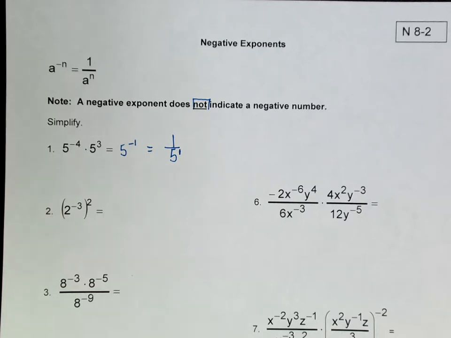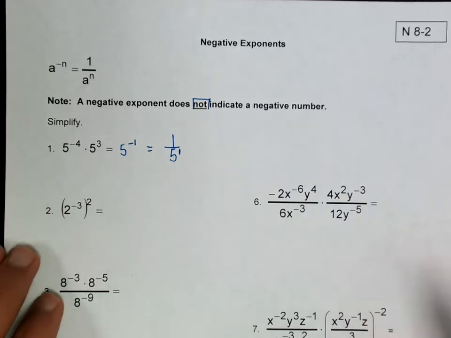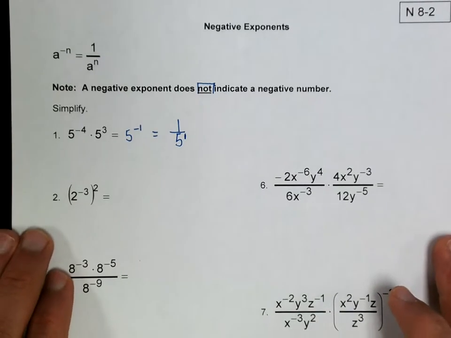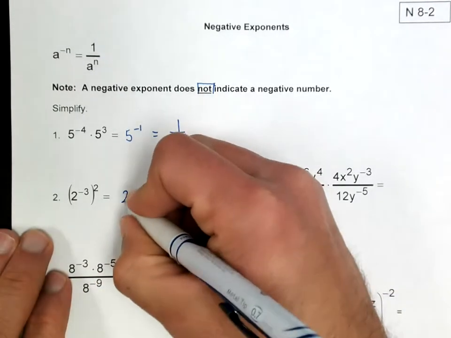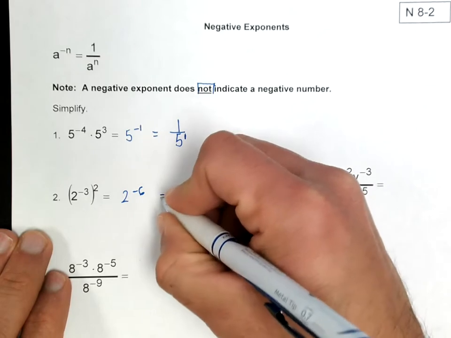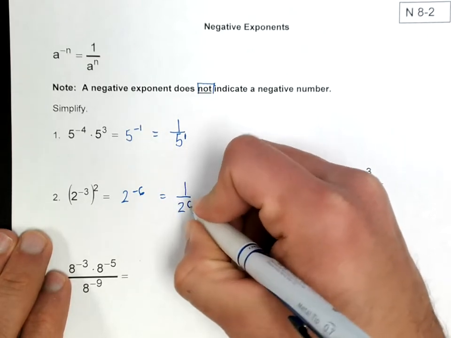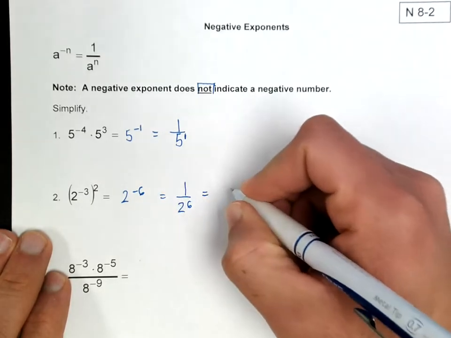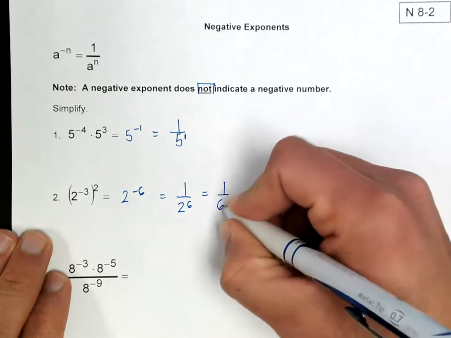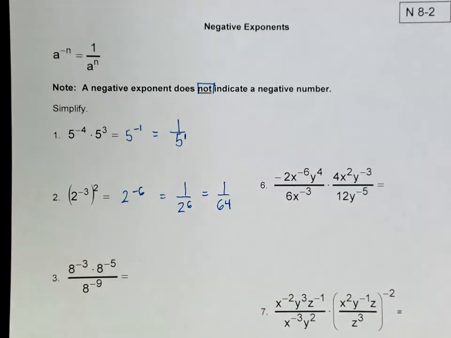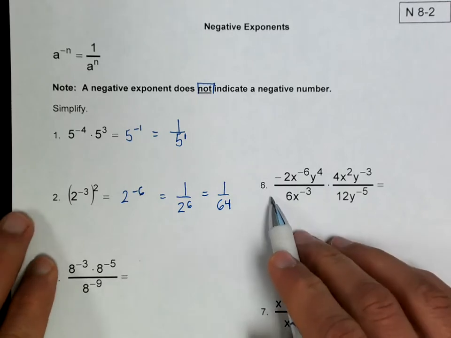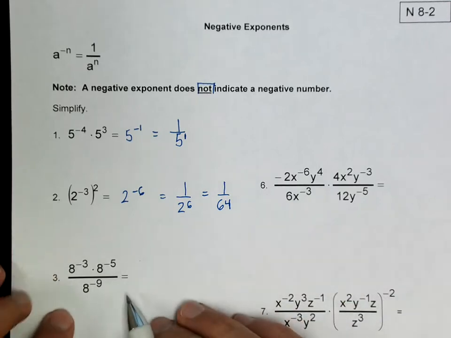Alright, so now I'm going to go ahead and do number 2. On this one right here, I have a power to a power, so this is 2 to the negative 6, which is the same thing as 1 over 2 to the 6th. And I believe 2 to the 6th is 64. Let me think about that for a minute. Yes, alright, so 1 over 64. Now let's go and look at number 3 here.